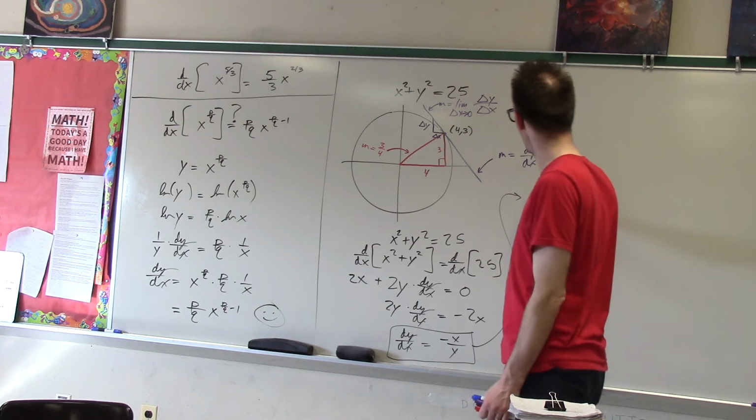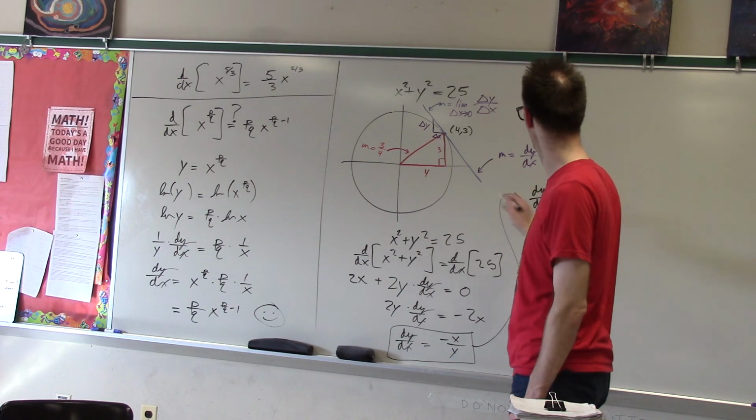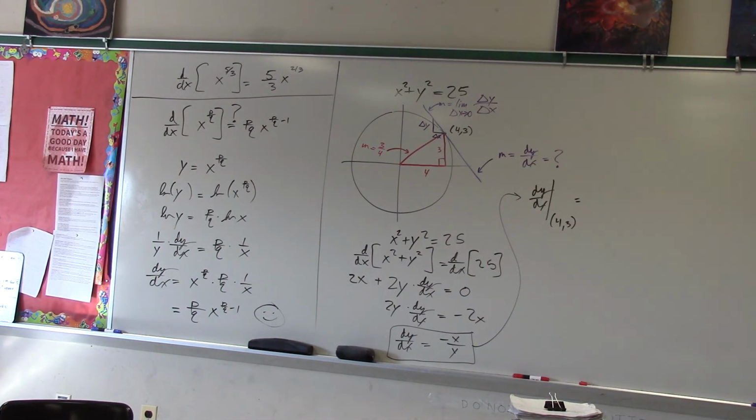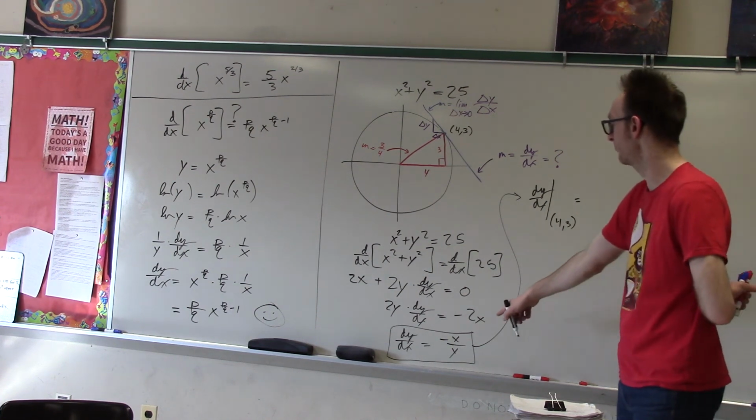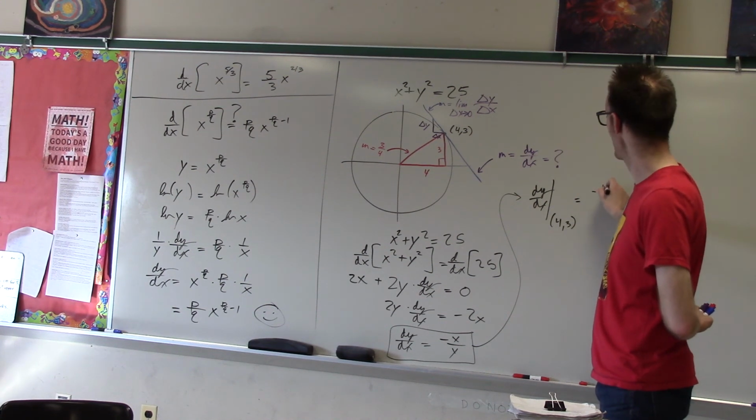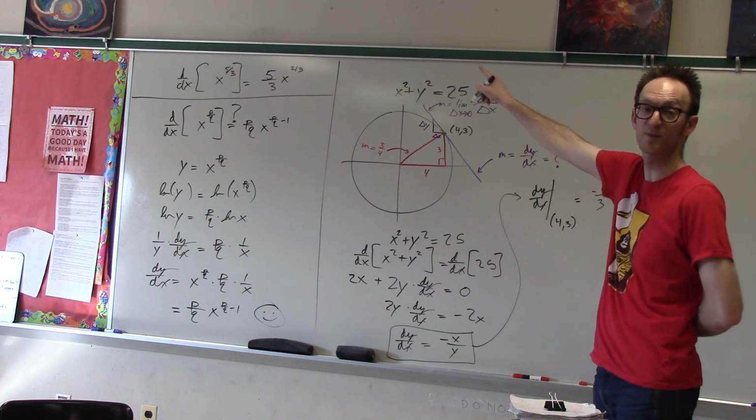Suppose I now say, what's dy dx at the point, say, 4, 3? Then all I do is plug 4 and 3 into this formula. You should think of this thing in the box as a formula which takes as input the coordinates of a point on the curve and gives you back the slope of the tangent line to the curve. What do you get if you plug 4, 3 into this equation? Negative 4/3, which is precisely what we had above.